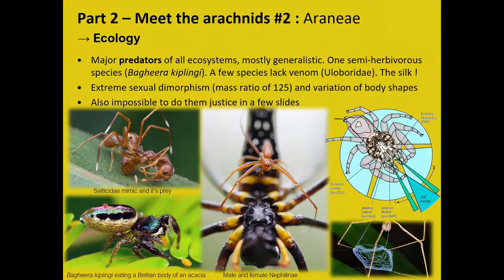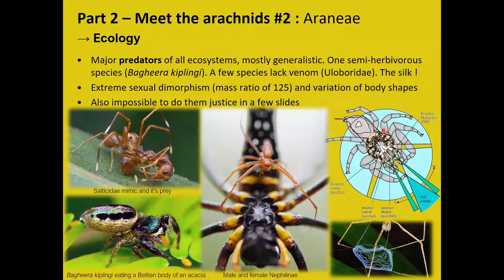There are exceptional predators, very important to the ecosystems, and they eat pretty much anything that is smaller or even bigger than them. So this is, for example, a mimetic spider, which is eating its main prey. Also impossible to do them justice in a few slides, by the way. And as you can see, male sexual dimorphism can be enormous. This is a tiny, tiny male on the enormous female.